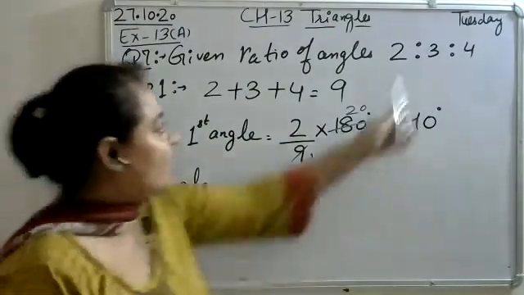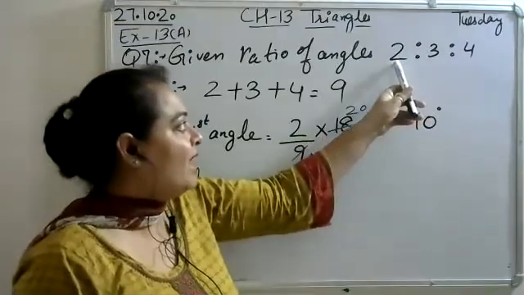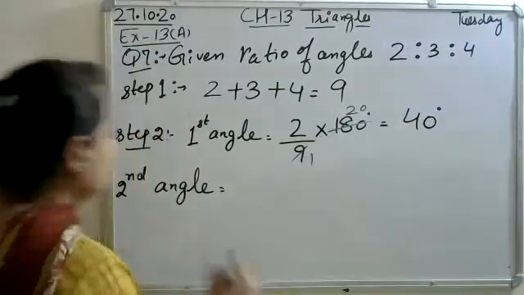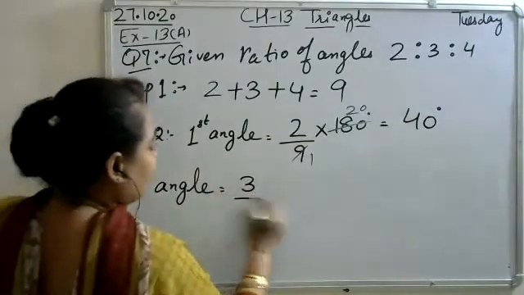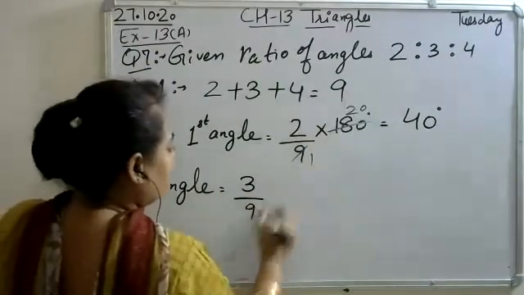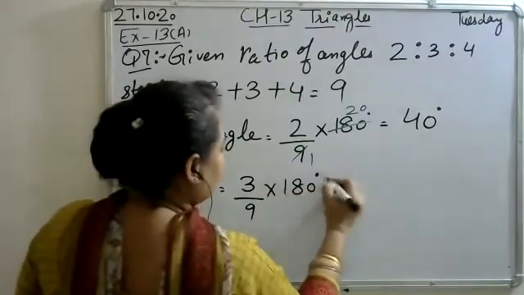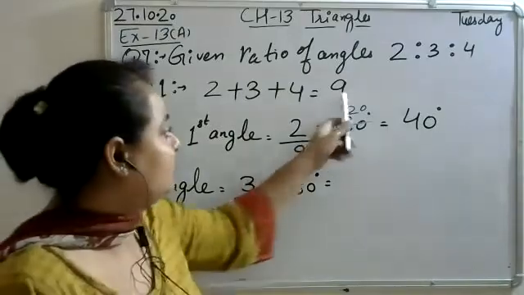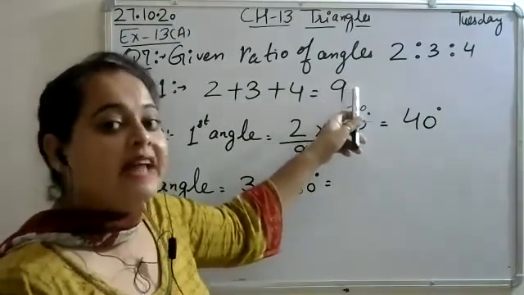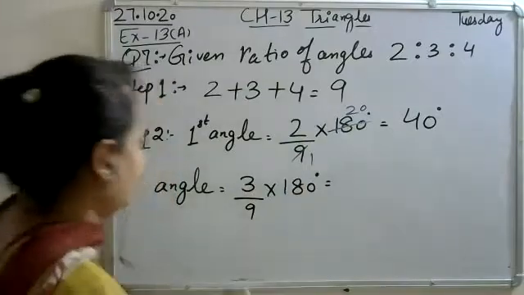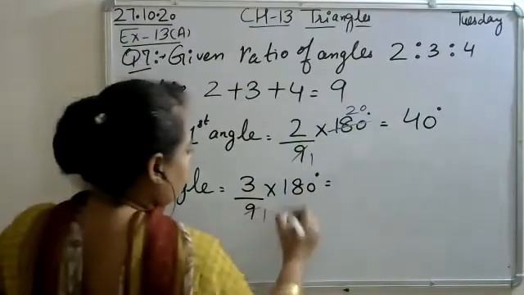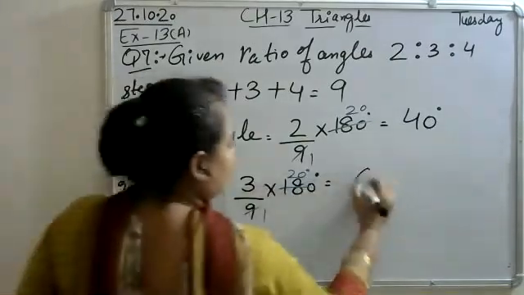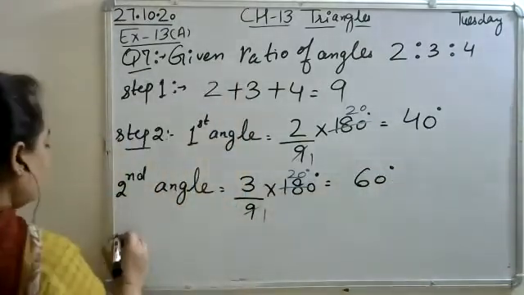3. Very good. Check here 3. This is number 1, this is number 2 and this is number 3. So 3 divided by 9 multiplied by 180 degree. In the denominator, you will always write the result that you will get after addition. 9 ones are 9, again 9 twos are 18, so 60 degree. Now, third angle.